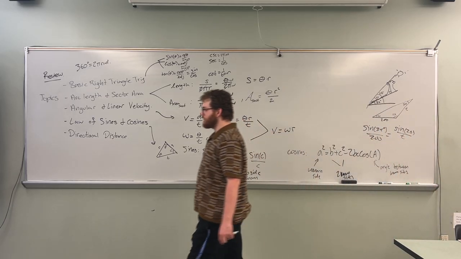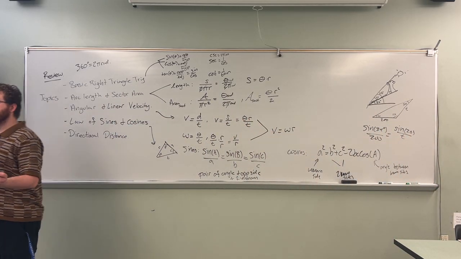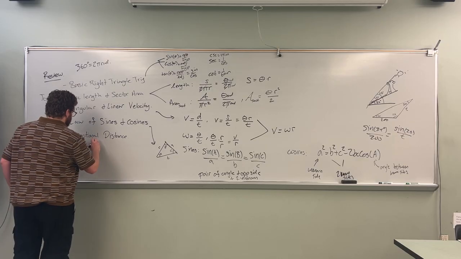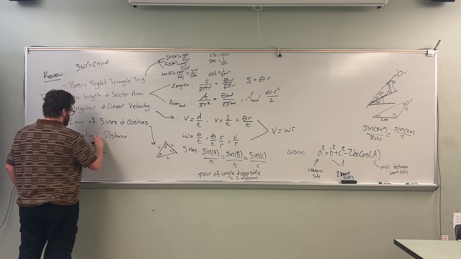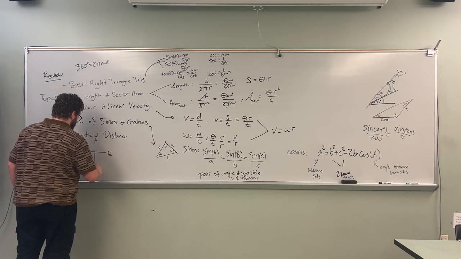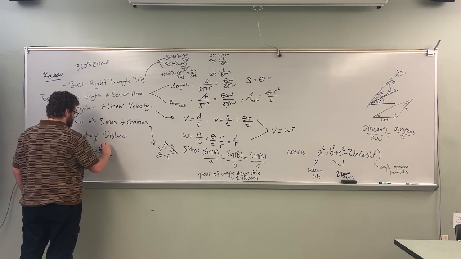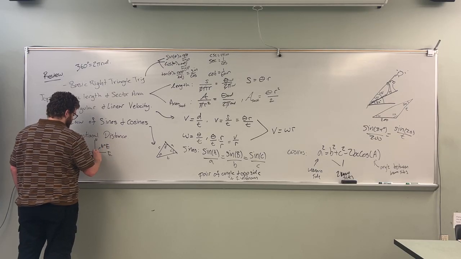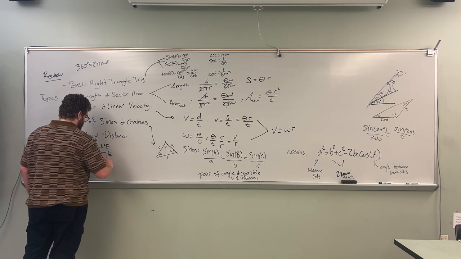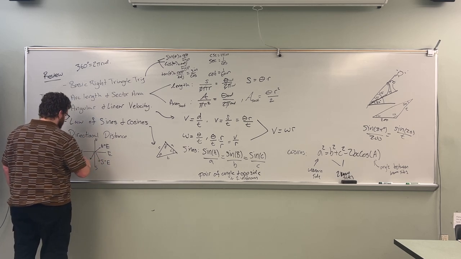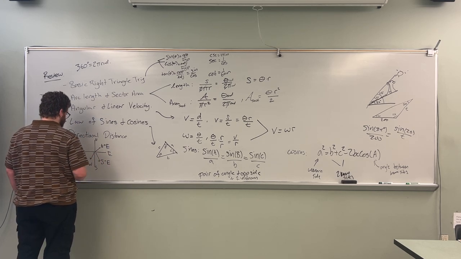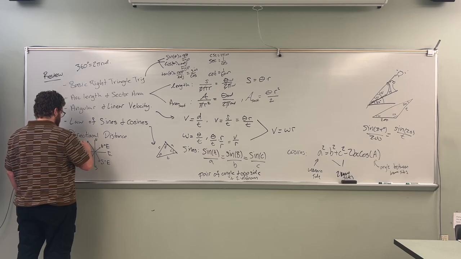And then directional distance, there's not really formulas for this, but it is important to remember north, east, south, west. Anything here is north with some degrees east. Anything here is south with some degrees east. This is south with some degrees west. And this is north with some degrees west.